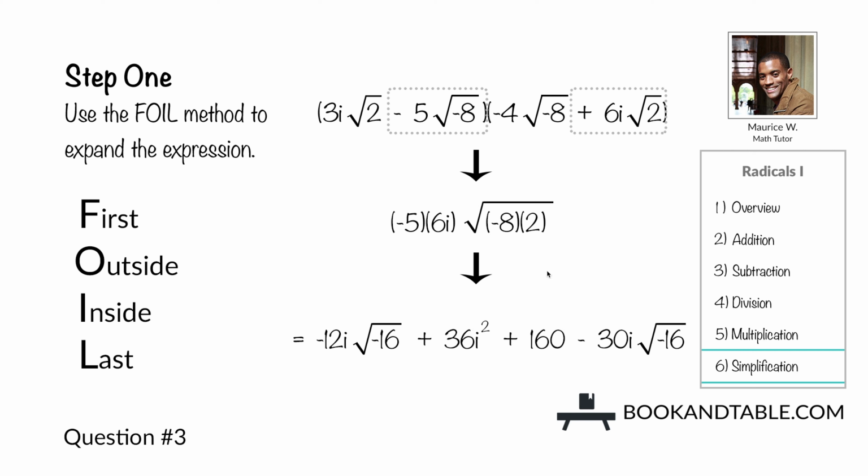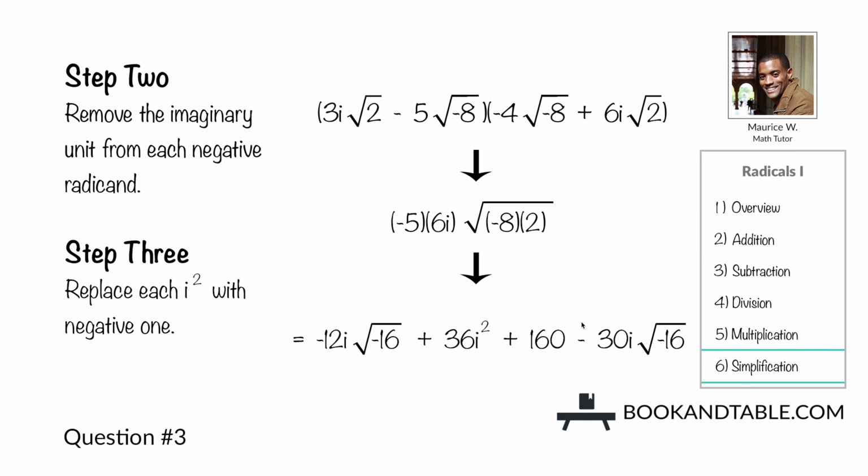And then L in FOIL is for last. So you multiply the last term in each of the binomials. Negative 5 times positive 6i gives us a coefficient of negative 30i. And radical negative 8 times radical 2 gives us the square root of negative 16. And now that we've expanded the expression using the FOIL method, we need to simplify this expression further.